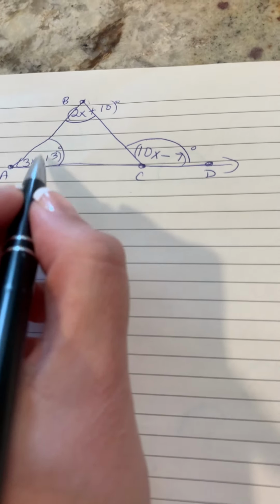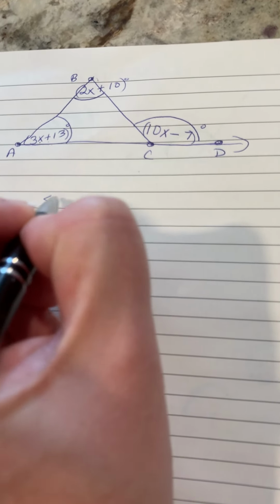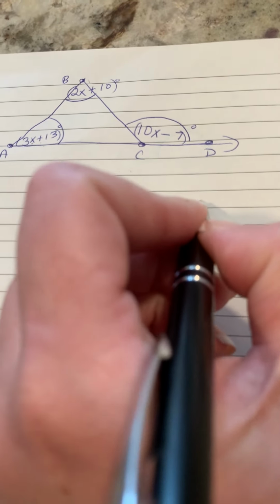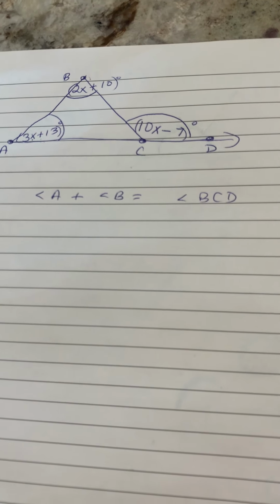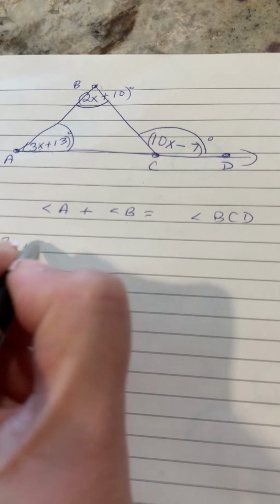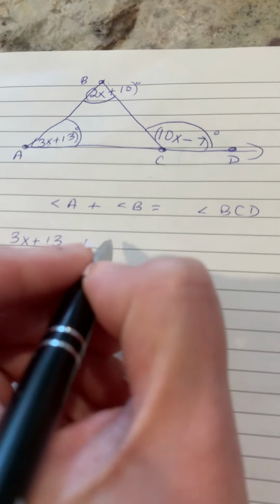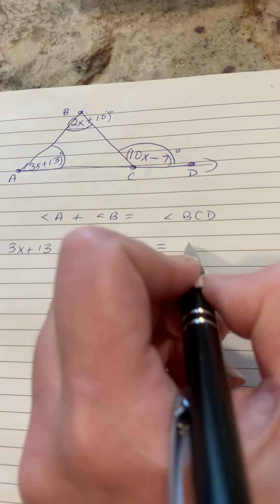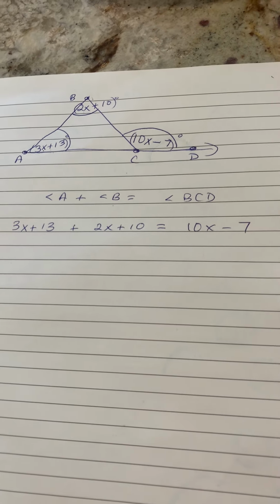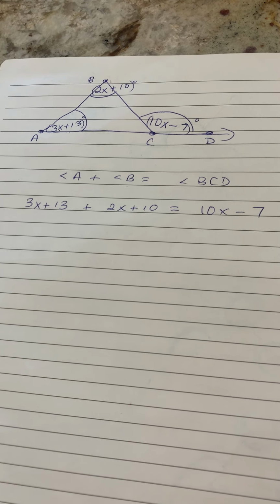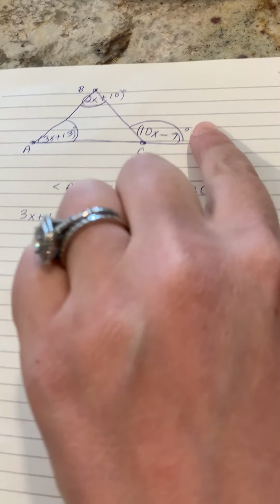The theorem states that the two remote interior angles, angle A plus angle B, is equal to the exterior angle BCD. So what I can do is set up an equation. I can take this, which would be A, and this, which would be B, add them together, and set it equal to the exterior angle, which is the 10x minus 7. I can set up an equation based on the theorem we learned. So again, inside plus inside equals outside. That's how you would do it.